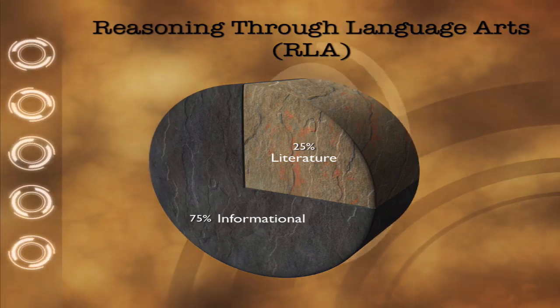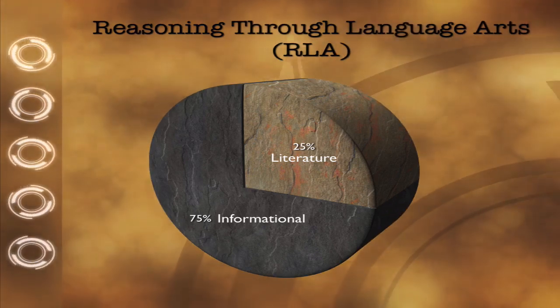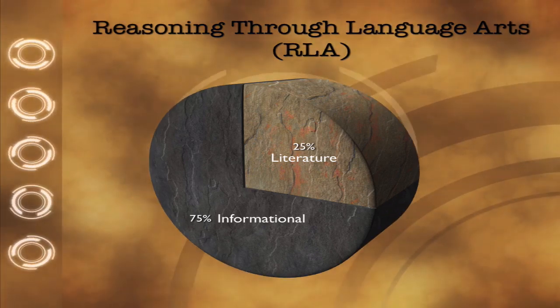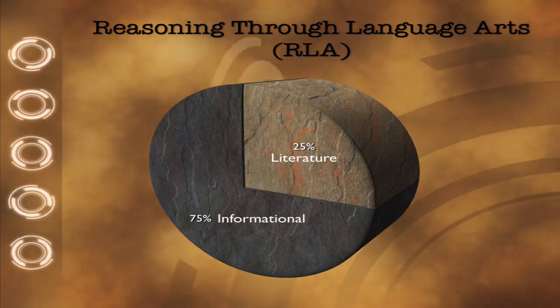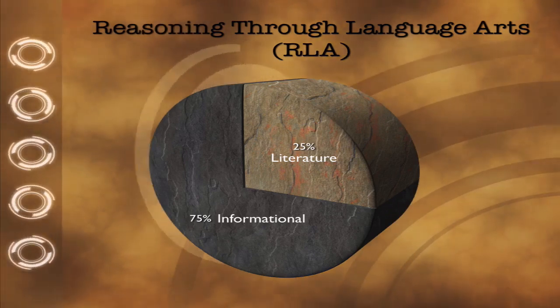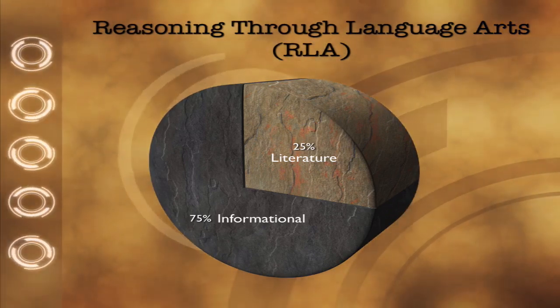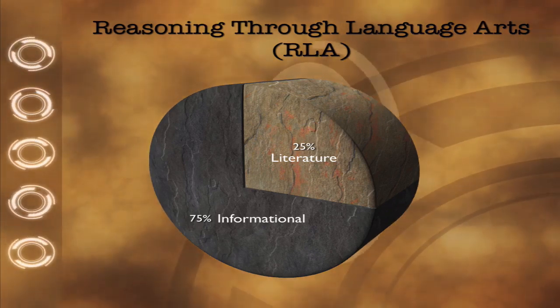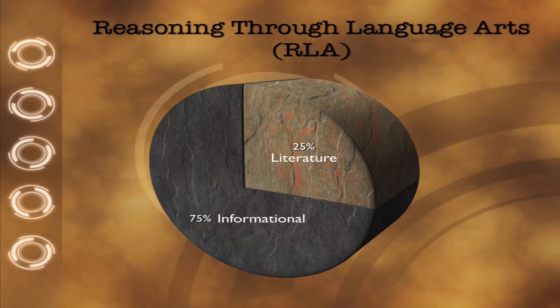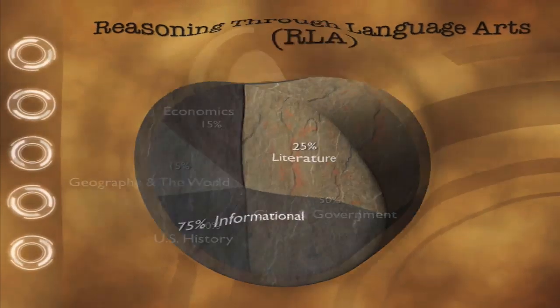Now, 3/4 or 75% of this test is actually going to be informational. So you think about this as everyday stuff that you do, like reading an employee manual, newspaper, a magazine, where you'll be asked questions like what's the main point of the author, what's the point of view, around everyday informational stuff that you would see in your life. All right, let's take a look at the next test, which is the social studies test.